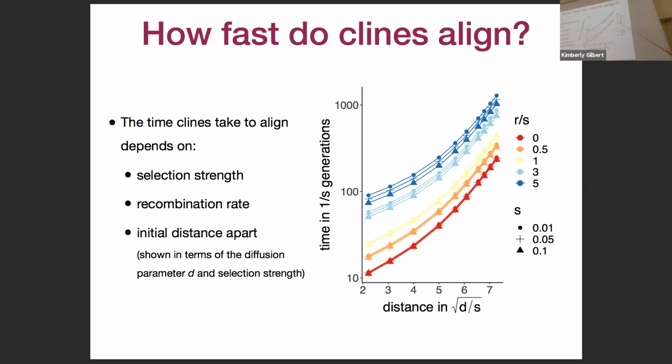But as recombination is greater, it takes more time from the red to the orange to the yellow to the blue, because you're creating more single heterozygotes as the clines are moving along, which is basically reducing the efficacy of selection against individuals in your population. And the further you are apart, of course, the longer it takes you also to align.